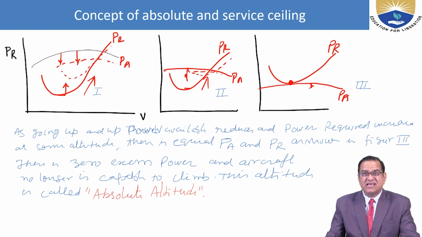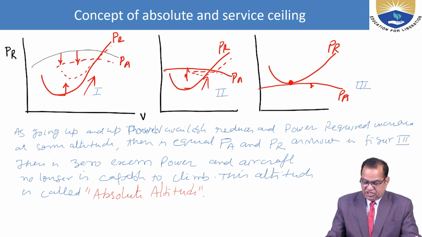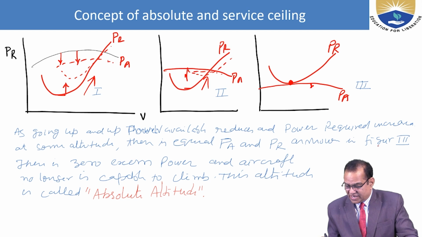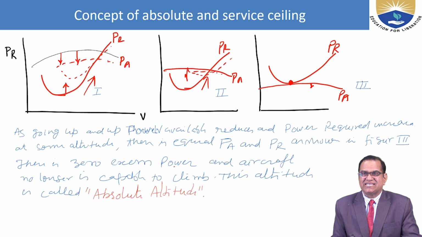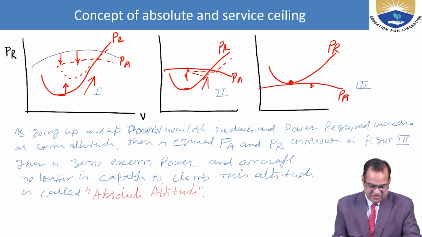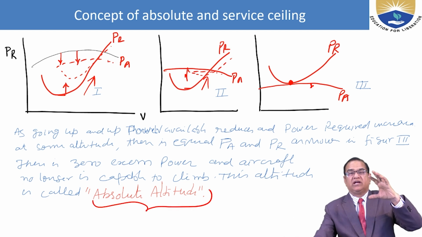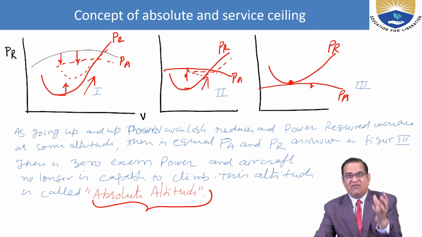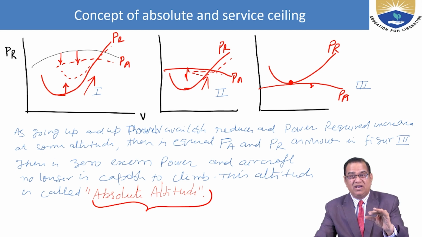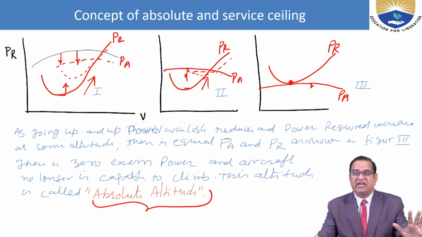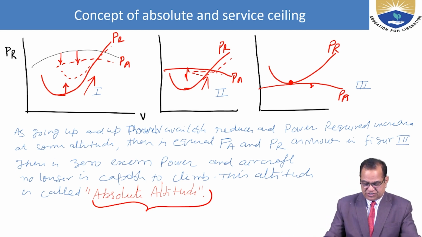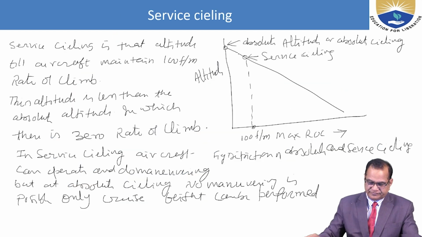So at some altitude, PA is equal to PR, as shown in the figure. There is a zero excess power and aircraft no longer is capable to climb. This altitude is called the absolute altitude. So the altitude at which power available and the power required is equal. Beyond this, the rate of climb of the aircraft will be zero. That altitude is called the absolute altitude.